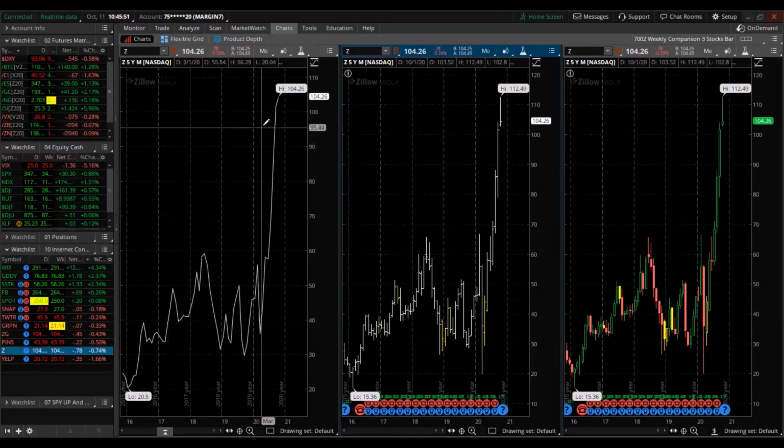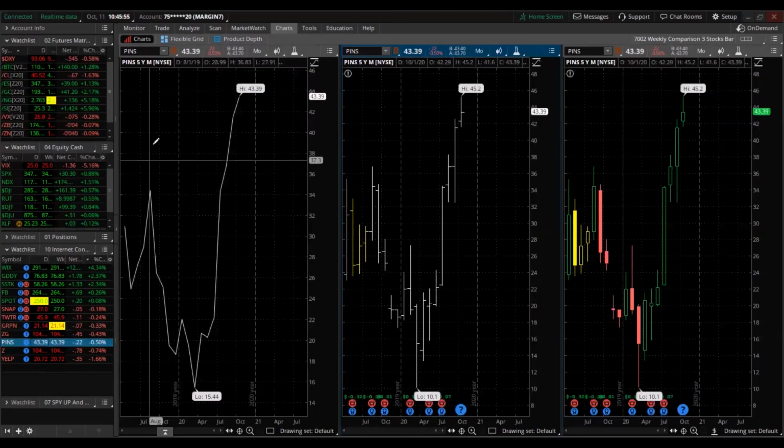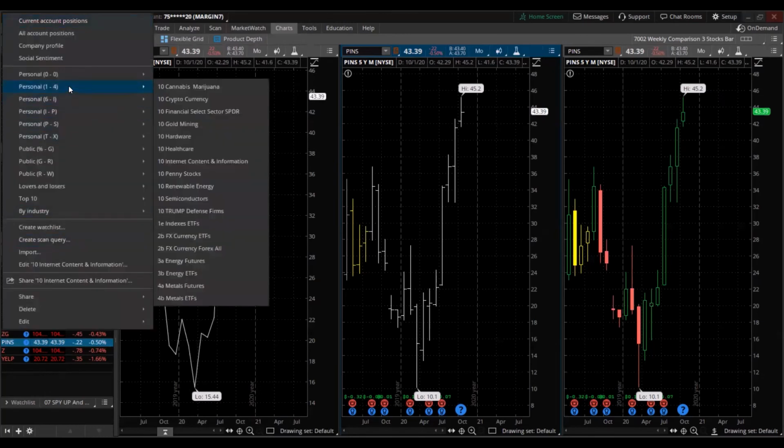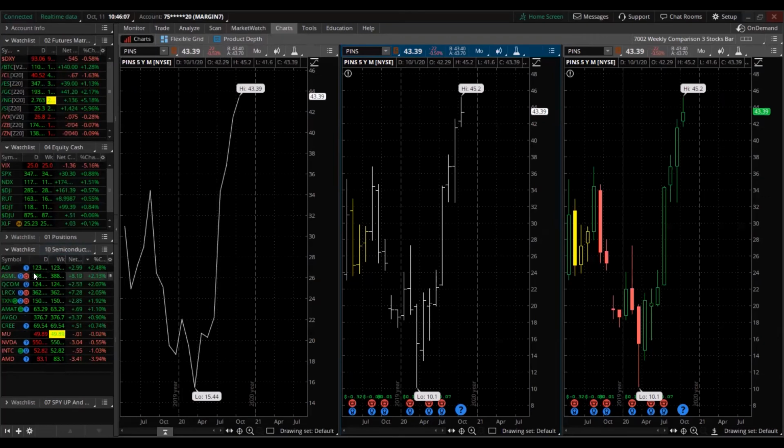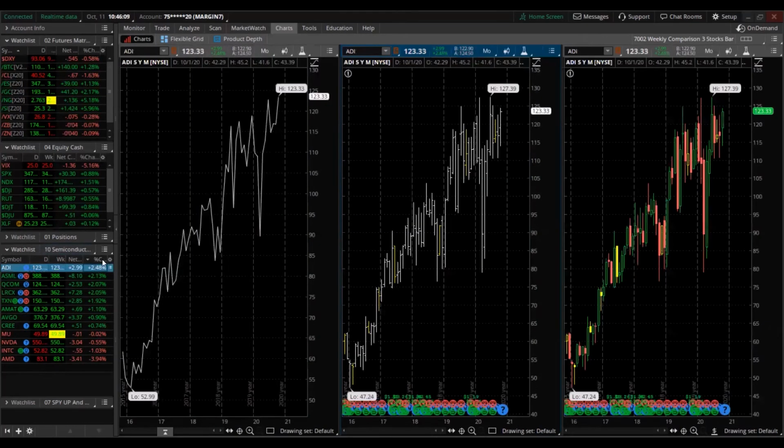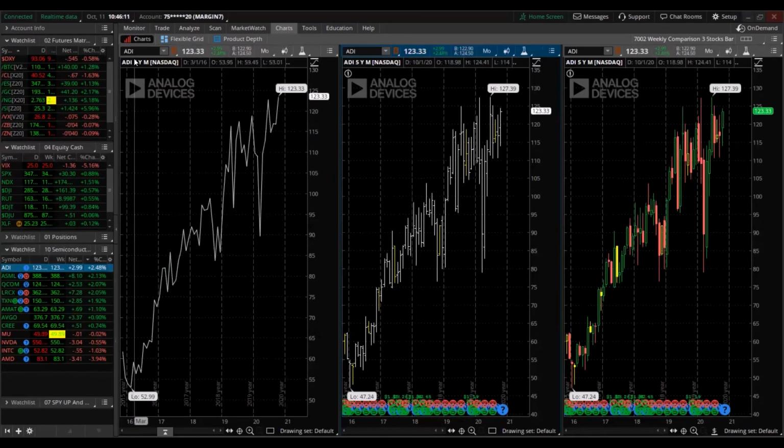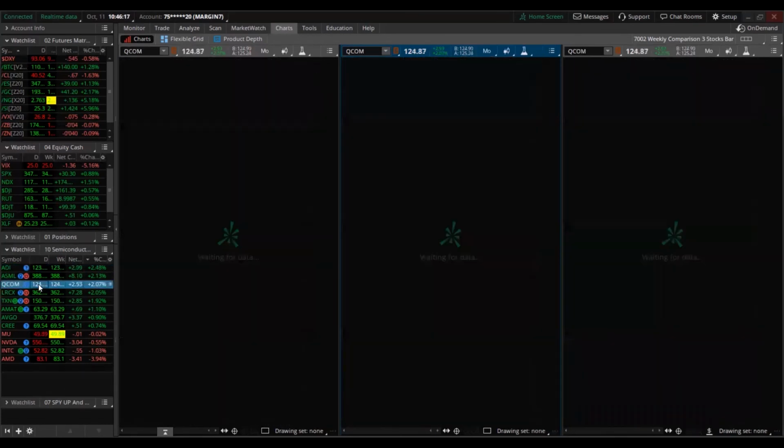Zulu, wow, like a rocket ship. Papa, India, November. Sierra was Pinterest. Wow, super good. Let's go look at some other stock sectors. Semiconductors, very popular. Alpha Delta India, outperforming. Let's go Qualcomm.